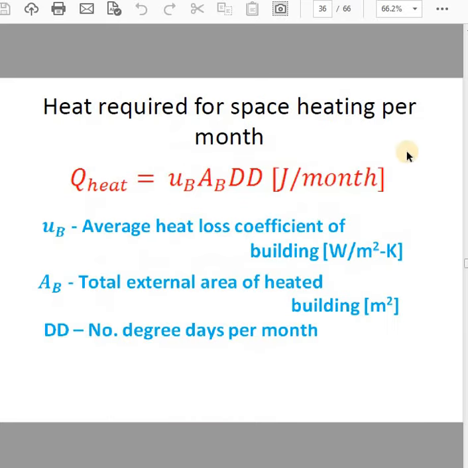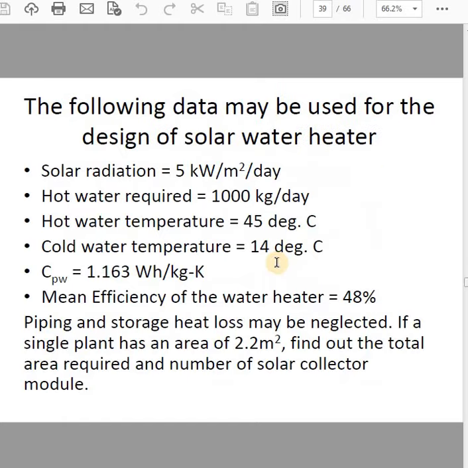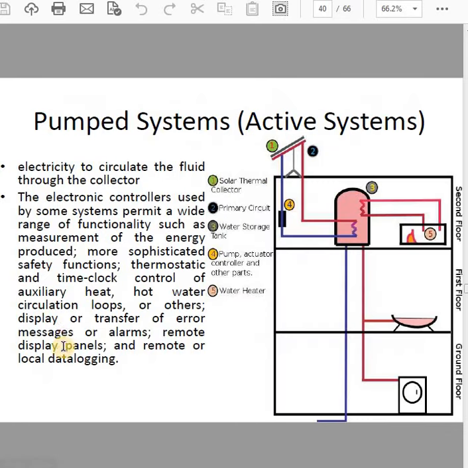Heat required for space heating per month. If you are considering the heating of a building or an area which is to be heated, usually in cold climates, in areas where space heating is required, there you calculate the heat required for space heating per month. There is a simple problem with the following data where you have to calculate the design of the solar water heater, and find out the number of solar collector modules and the total area required.